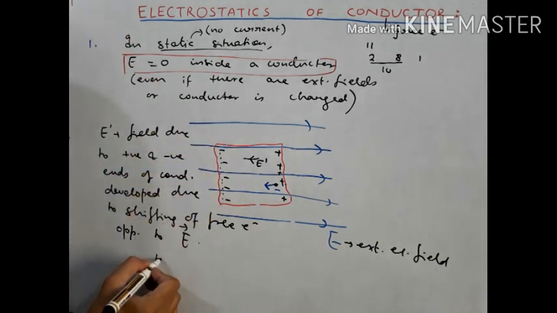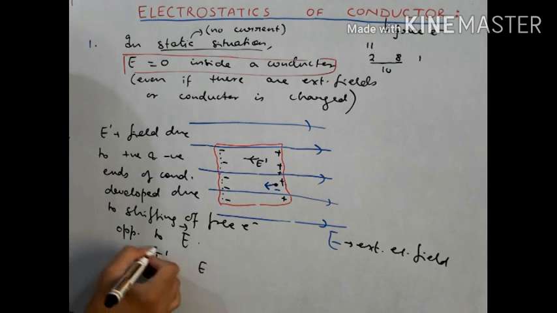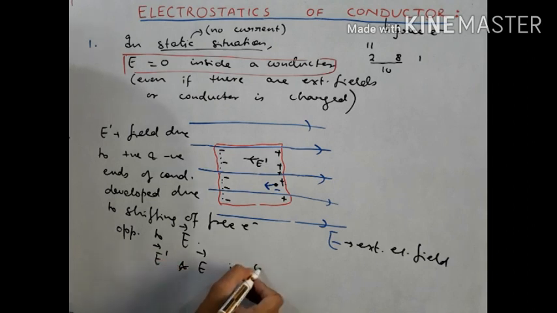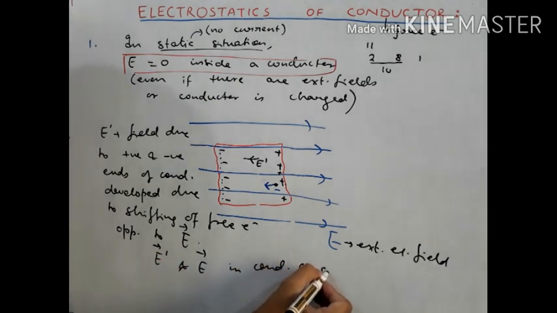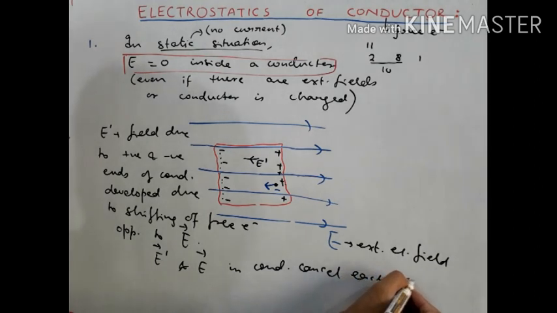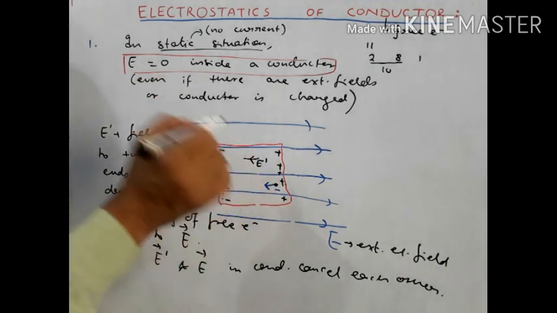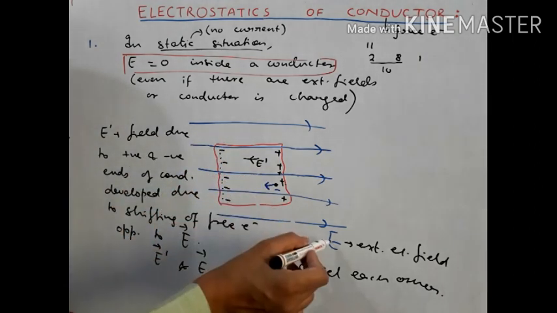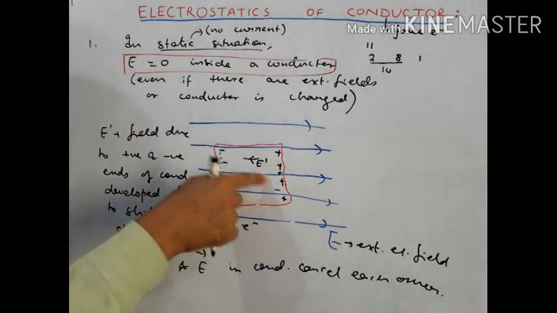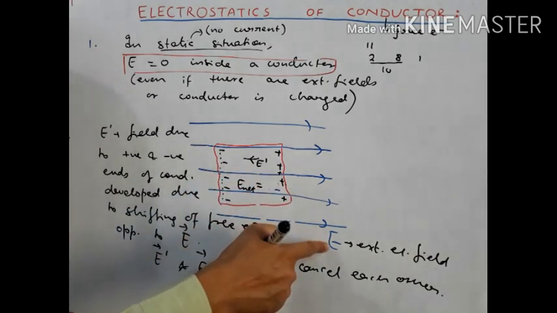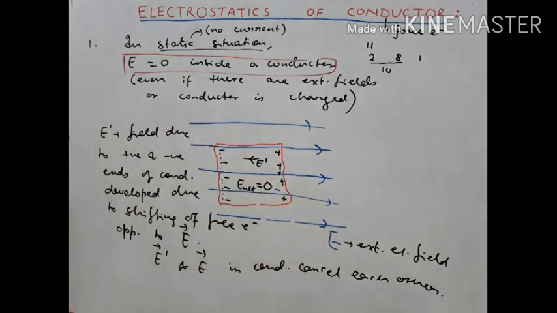So the field E dash and the field E in conductors cancel each other. Because there are a large number of free electrons, this movement of free electrons goes on till this field E dash becomes exactly equal in magnitude to the external field E. If E dash becomes equal to E, the net electric field will be this minus this, that will become how much? 0. And that is the reason for this particular explanation.